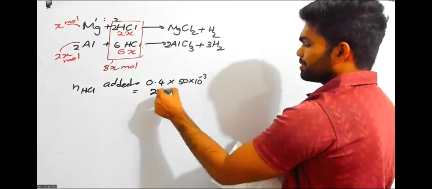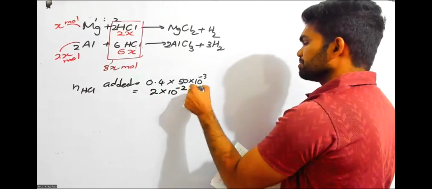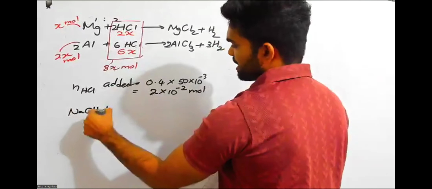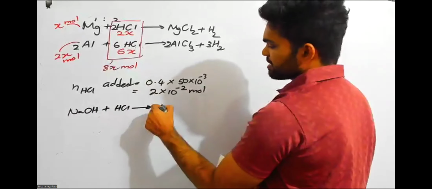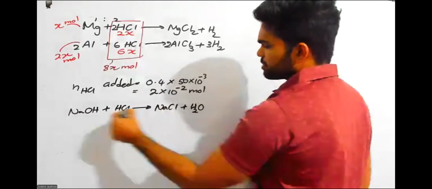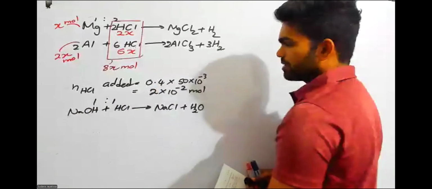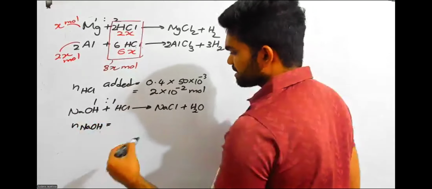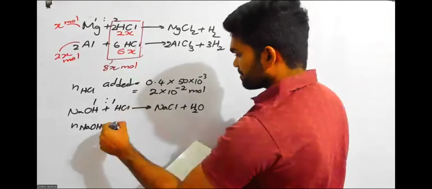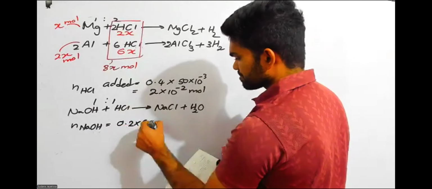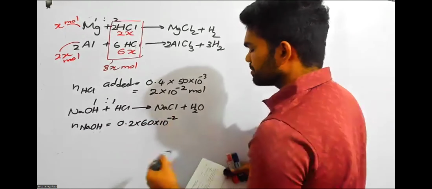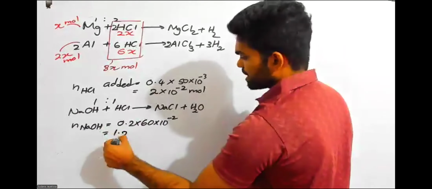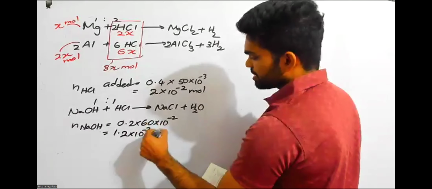2 into 10 to the power minus 2 moles. Okay, and then they say there's a reaction happening between NaOH and HCl. It's an acid-base reaction which happens in a 1:1 ratio. So you can say moles of sodium hydroxide used for finding the remaining HCl. So moles of sodium hydroxide is 0.2 into 60. 6 is 12. So you can see 1.2 into 10 to the power minus 2 moles are there.